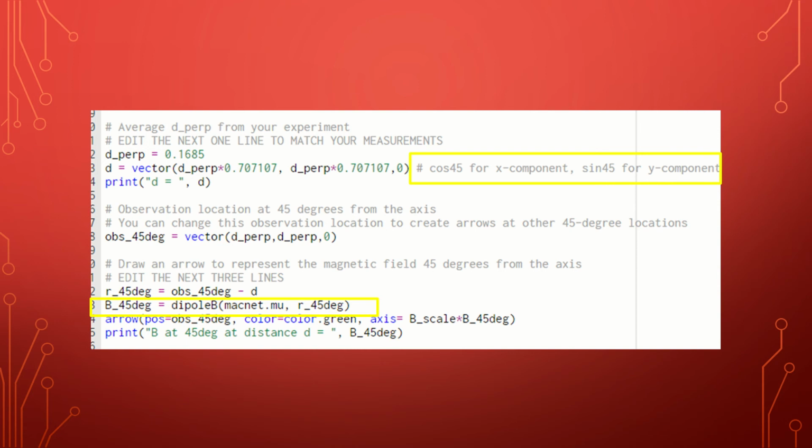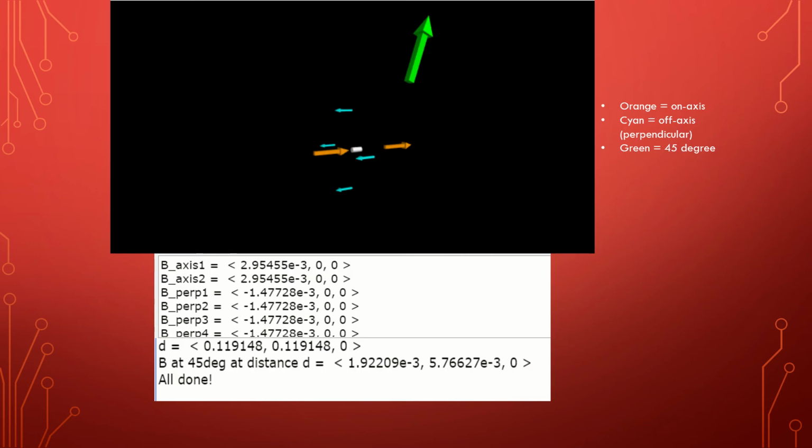And then for D, for my magnetic field at a 45-degree angle, I use cosine 45 for the x component, sine 45 for the y component, and multiply both of these by d perp in order to get the x and y components for the vector form that I needed. And then for my magnetic field at 45-degree angle, again, I applied my function for the B field of a dipole. And then you can see the arrows from my code. Orange equals on axis, cyan is off axis or perpendicular, green is my 45-degree angle.